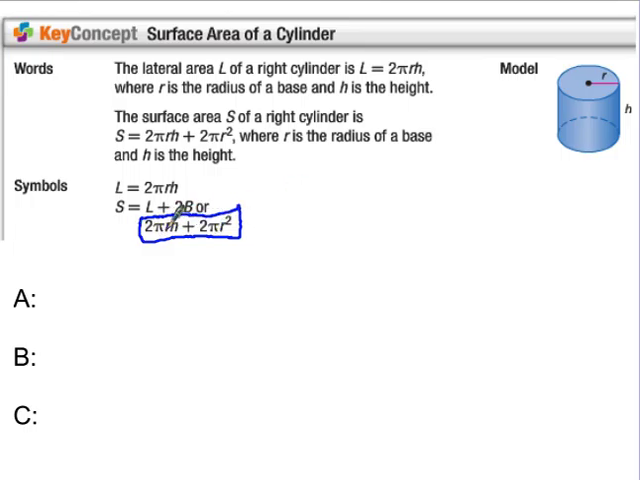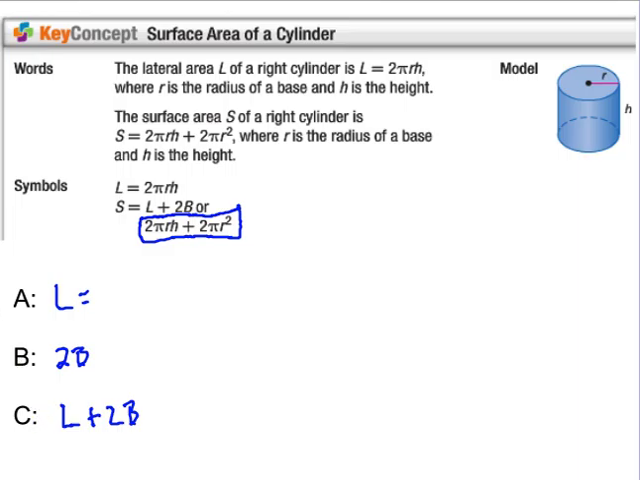2 pi RH is the lateral area. 2 pi r squared is both bases. Pi r squared is one circle, and multiply it by 2 to find both circles. So 2 pi RH plus 2 pi r squared is just the basic formula for surface area of a cylinder. If we're talking about surface area, the first thing is to find the lateral area, which we just did. The second thing is to find the area of the two bases. And then the third step is lateral area plus area of the two bases, which is the basic formula up there.